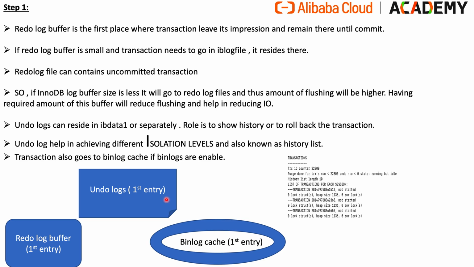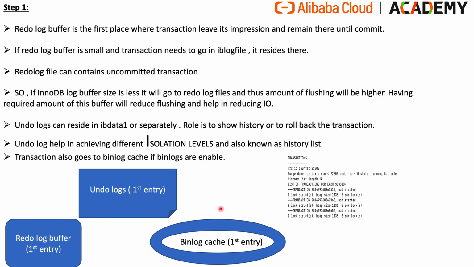Then also undo log will help you to go back to the record's original state in a rollback operation. So let's say if you have updated some wrong column or some wrong data, undo logs will help you to recover that part. And then the transaction also goes to the bin log cache if bin logs are enabled. So these are the 3 points where your transaction first comes, but it depends on whether your binary logs are enabled or not.